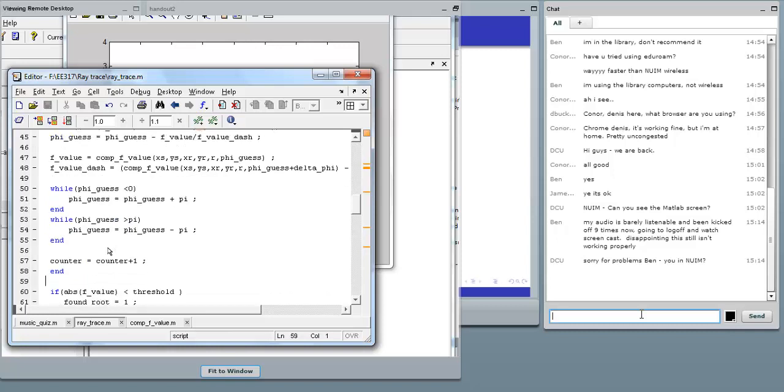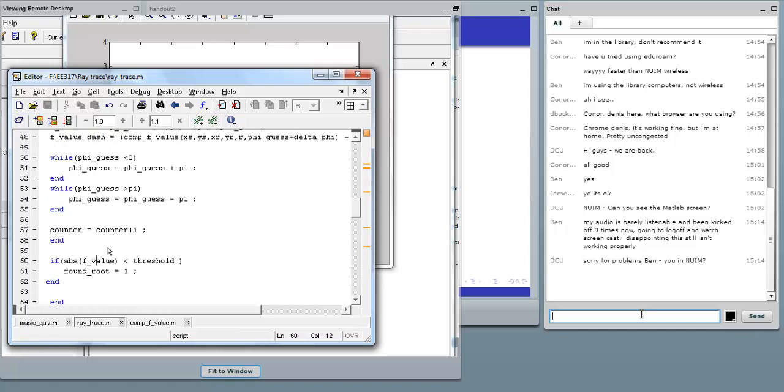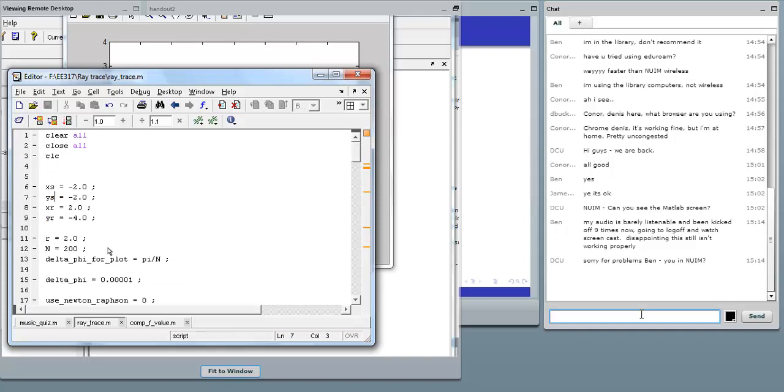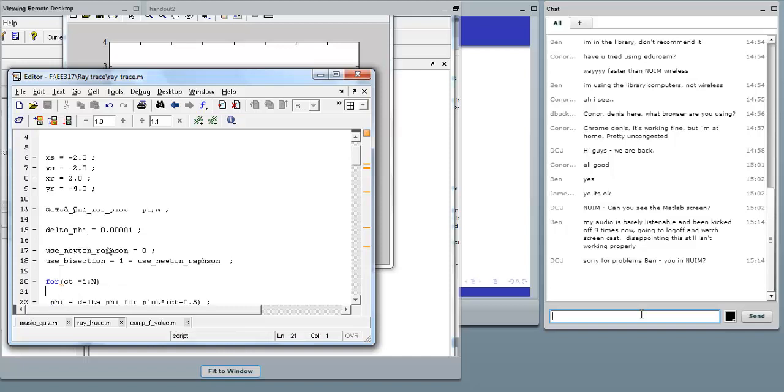And then we increment the counter. This will keep on going and going until the absolute F value is less than the threshold, at which point we've found the root. So again, 5-6 lines of code. The hard part of this is putting all the stuff around it, the visualization, working out the equations, working out the function F. But the actual MATLAB code, the Newton-Raphson code itself, is very straightforward.